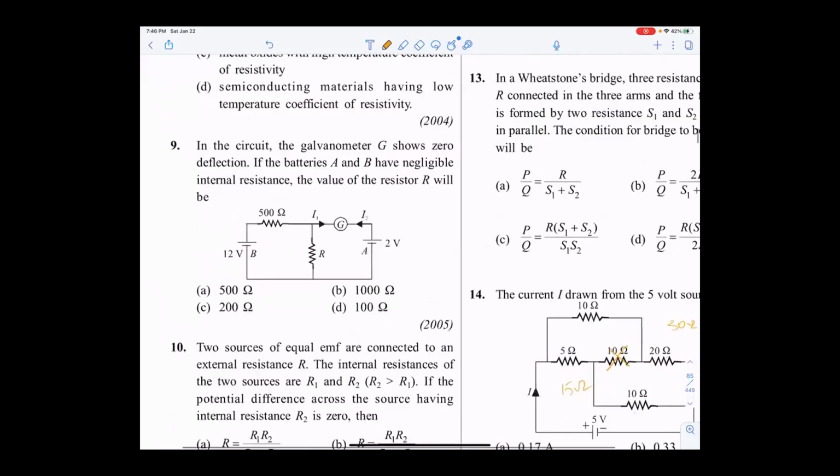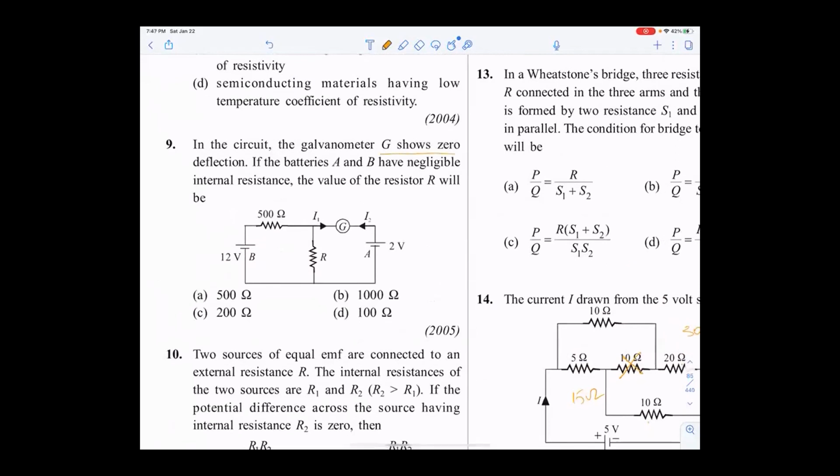Question number 9. In the circuit, the galvanometer G shows 0. That means I2 is 0. If the batteries A and B have negligible internal resistance, they don't have internal resistance, find the value of resistance R. So if this current is 0, that means the voltage across these 2 points is the same. Then only the current is 0. If this is 2 volts, this will be 2 volts. So 12 minus 2, the voltage between these 2 points is 10 volts.